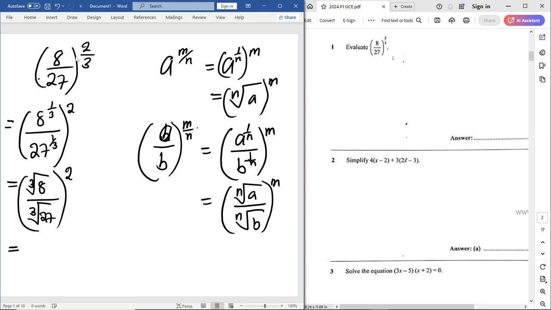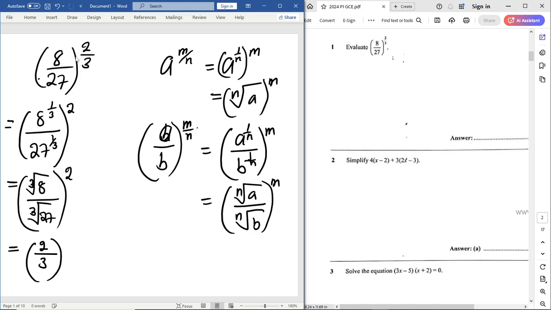So the cube root of 8 simply tells us that we're looking for a number such that if we multiply that number 3 times by itself, we're going to get 8. That number is going to be 2. So 2 times 2 times 2 gives us 8. So we're going to have 2 here. Then the cube root of 27, we also look for a number such that if we multiply it by itself 3 times, it's going to give us 27. And that number is 3.